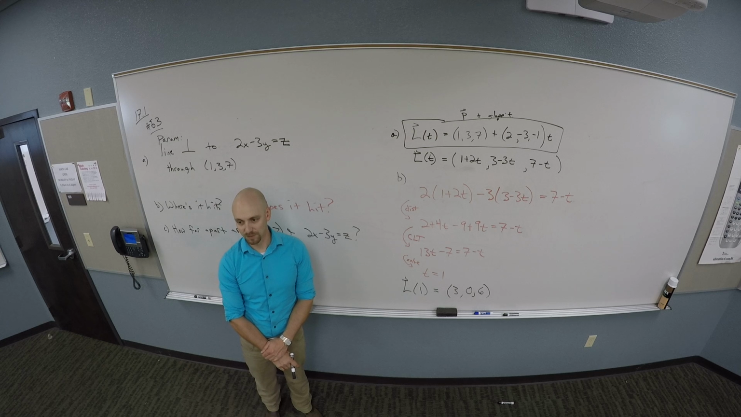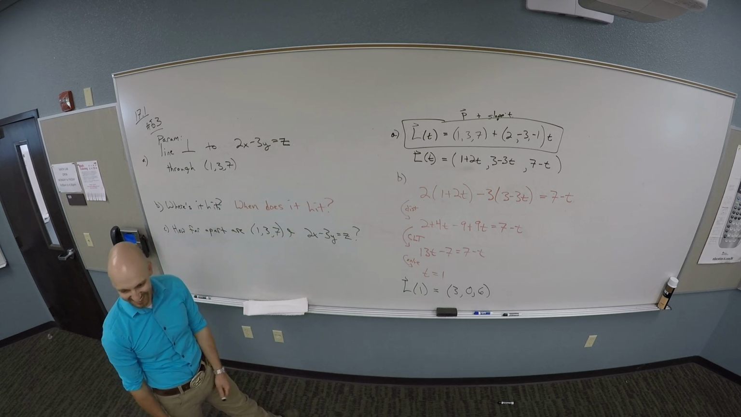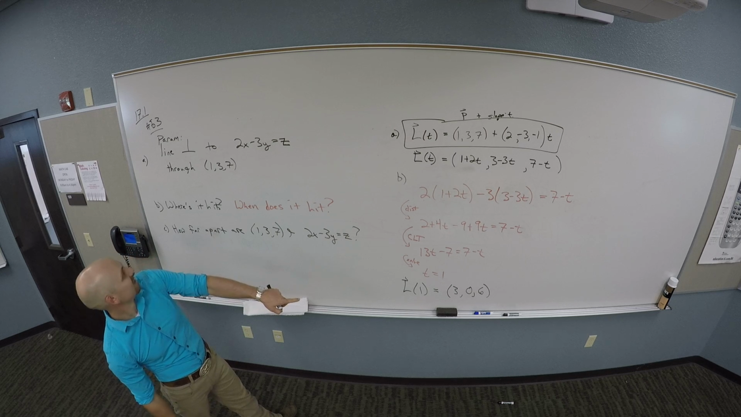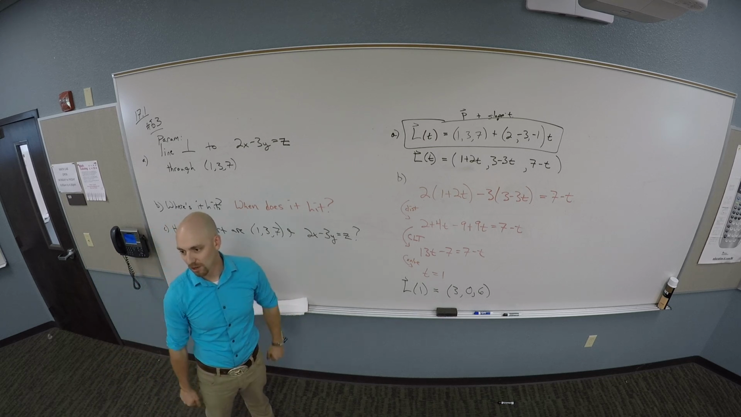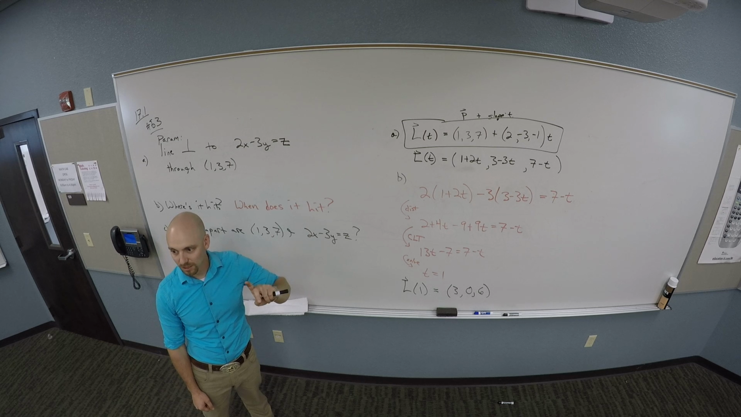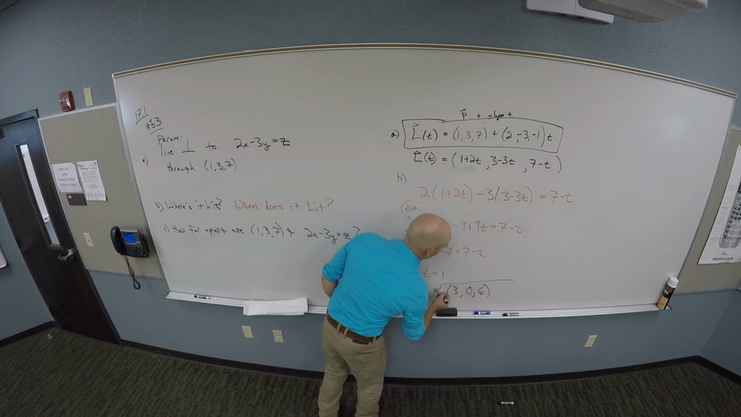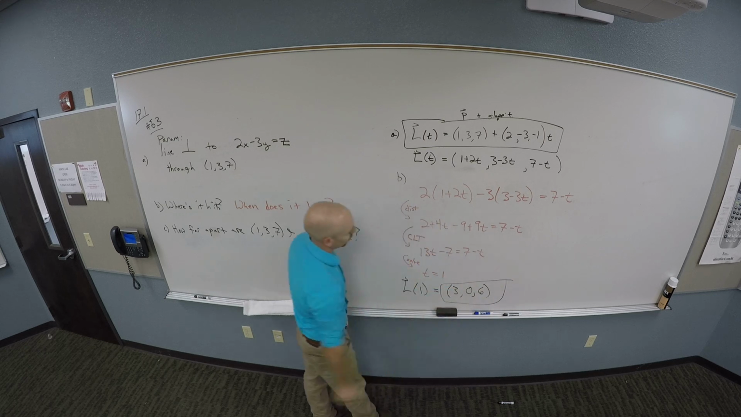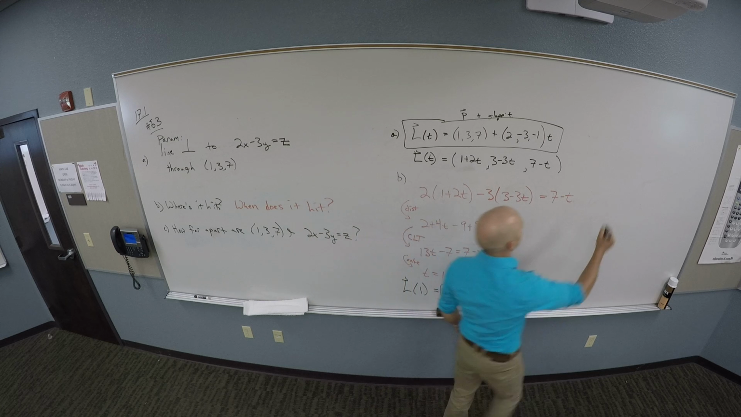Quick double check, see if it's on the plane. So let's see. 2 times 3 minus 0 is 6. Check. Awesome. Good, it's on the plane. It happens to be on the line. Perfect. That's the answer for Part B. Okay, part C.